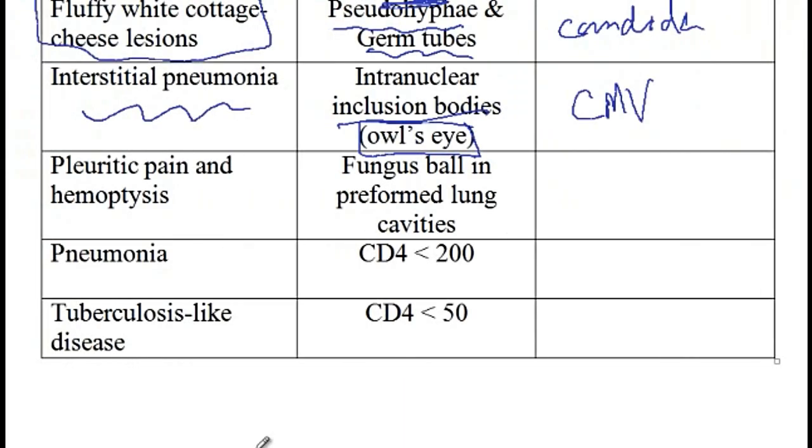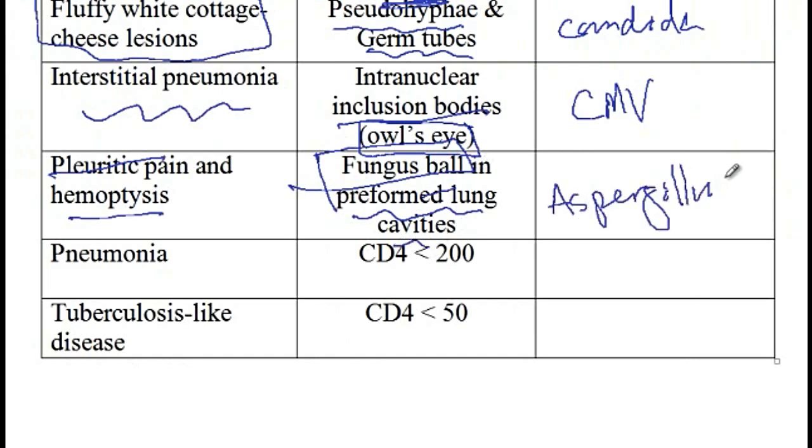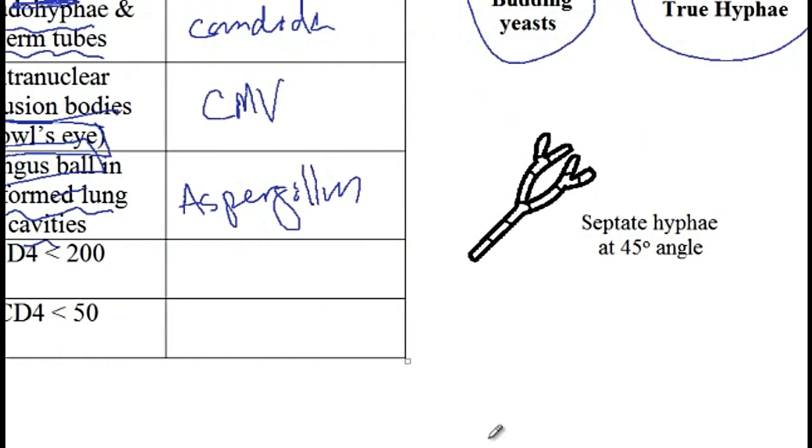Next, we have an HIV patient with pleuritic pain and hemoptysis. An examination shows a fungus ball, and this usually forms in preformed lung cavities. And this is an example of aspergillus. And here is a drawing of aspergillus, so you can see that it has septated hyphae at 45-degree angles.